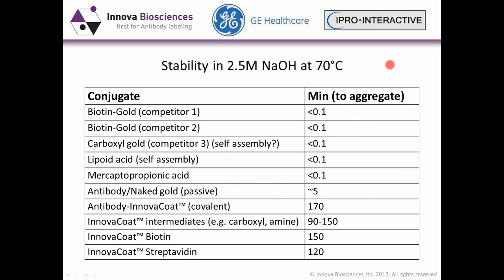We also subject our Innova coat gold particles to more serious conditions. Here we have 2.5 molar NaOH at 70 degrees. We've also done 10% DMSO at 95 degrees. And as you can see, most gold colloids aggregate immediately. I mean, most of these we can't actually get to the hot block before they aggregate.